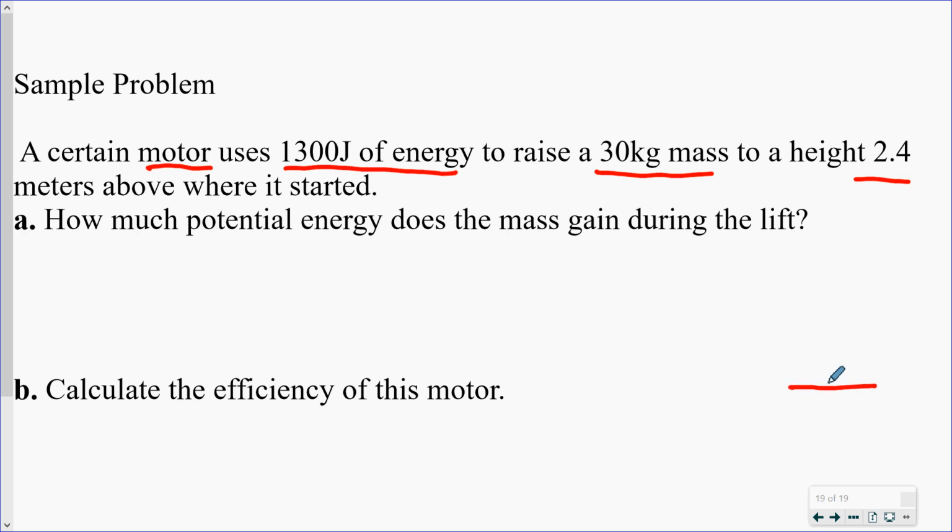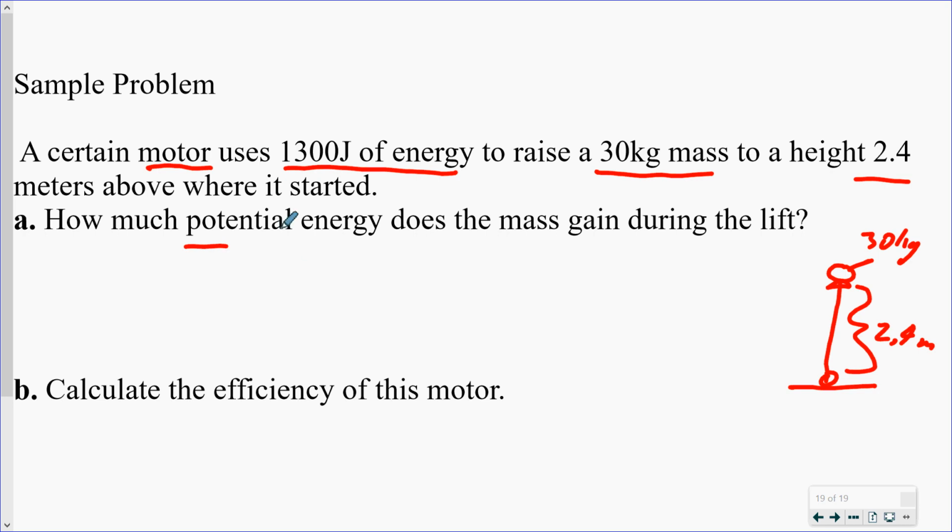We use some energy in order to take our mass and move it up against gravity, a height of 2.4 meters. So we've taken the energy that we put into the motor and used it to transfer it to potential energy. And this is now the mass that we have at the top here, which is the 30 kilograms. You needed to do some work in order to do this, but unfortunately, some of the energy is going to be lost in the form of heat. So, how much potential energy does the mass gain during the lift?